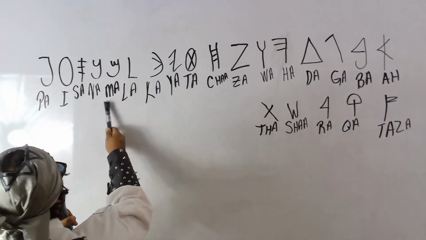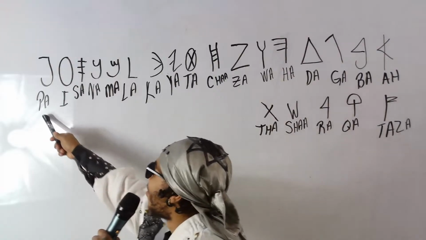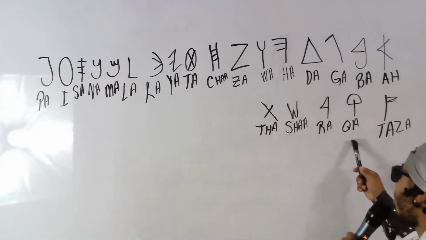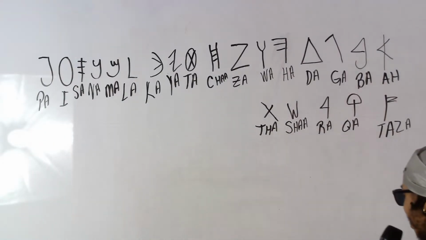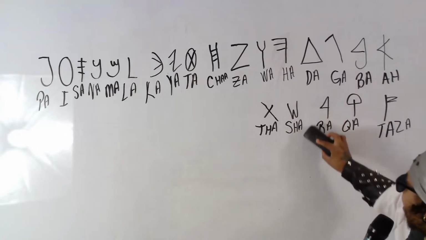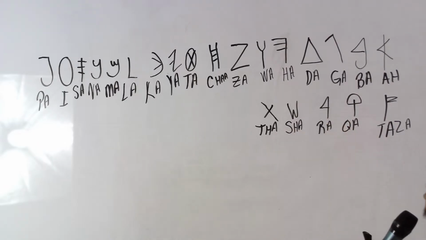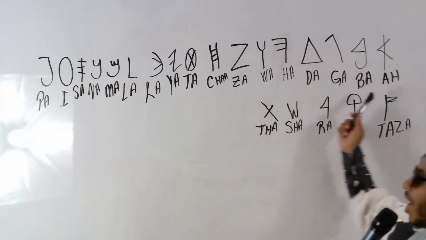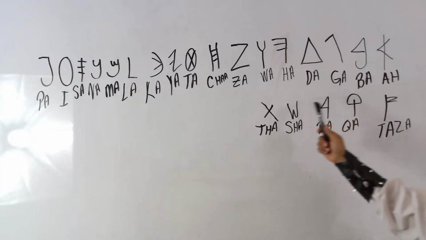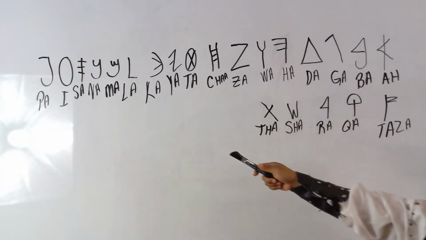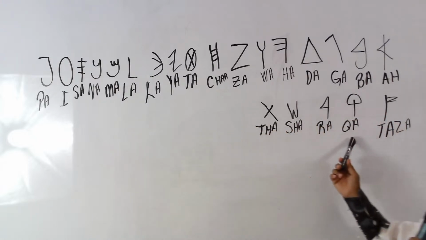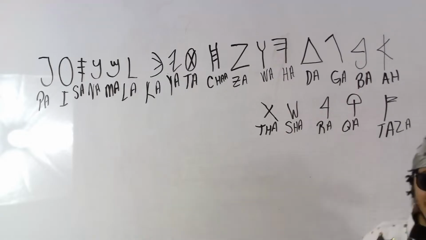Tayaka, La, Ma, Nasa, I, Pa, Taza, Kwa, Ra, Sha, Tha. Sha is just one Sha, Tha. 22 characters all the way to Tha. Abagada, Hawaza, Cha, Tayaka, Lama, Nasa, I, Pata, Pa, Taza, Kwa, Ra, Sha, Tha.